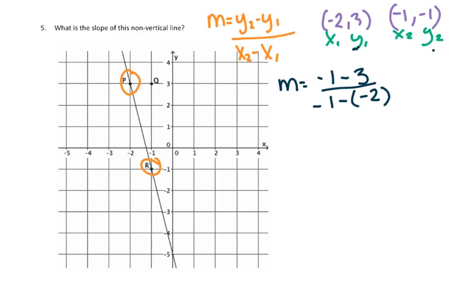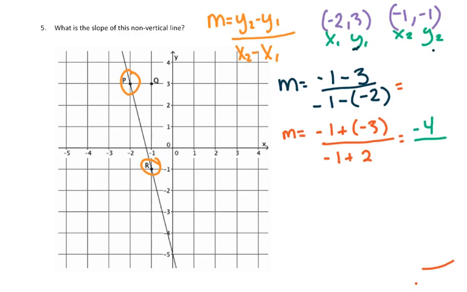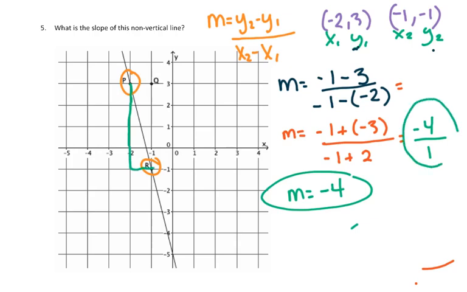And it may be easier to rewrite this as an addition sentence. So if we have negative 1 minus 3, that's negative 1 plus negative 3 over negative 1. Subtracting a negative is the same thing as adding a positive. So we could say negative 1 plus 2. Negative 1 plus negative 3 would be negative 4. And negative 1 plus 2 would be 1. So our slope for this line would be negative 4, and if we look at this and go 1, 2, 3, 4 and over 1, that would match our fraction here, so our slope of this line is negative 4.